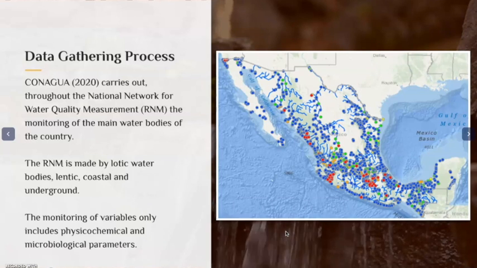The focus of this study is the surface waters, which include all the bodies of water with the exception of underground bodies of water. The information is consolidated in one file and classified by type of body of water and by state.